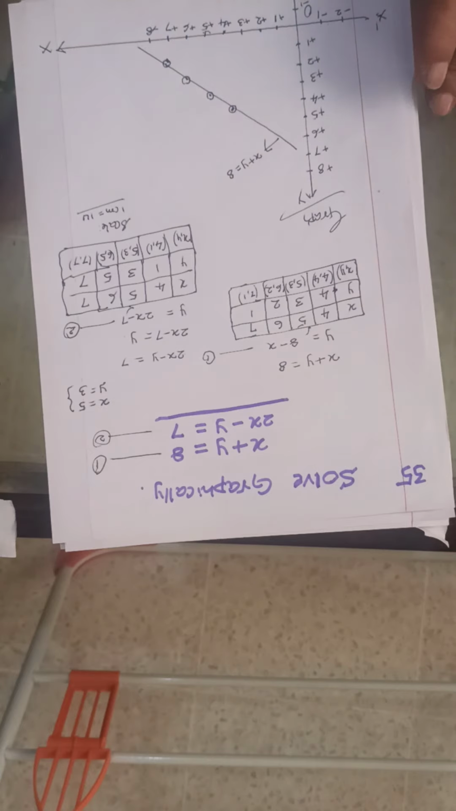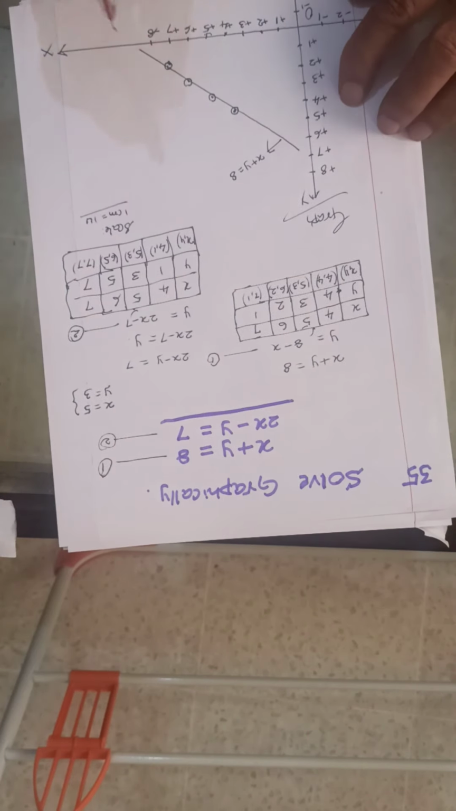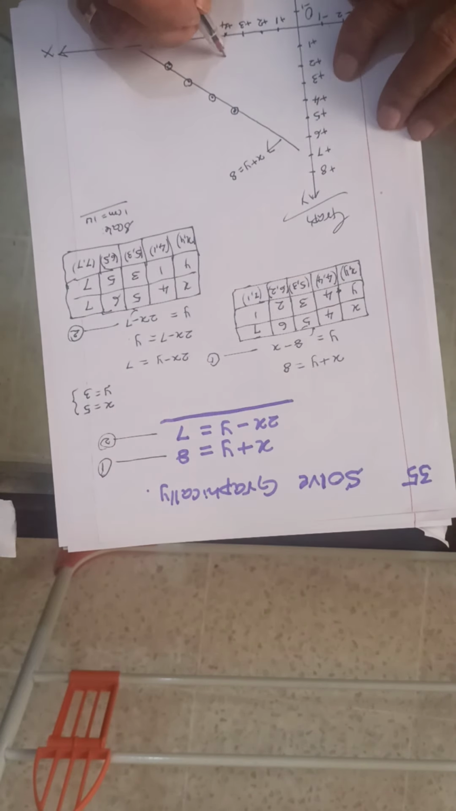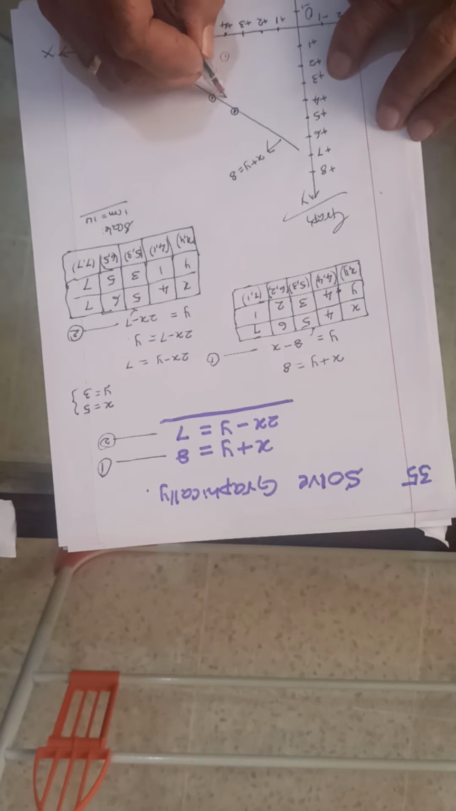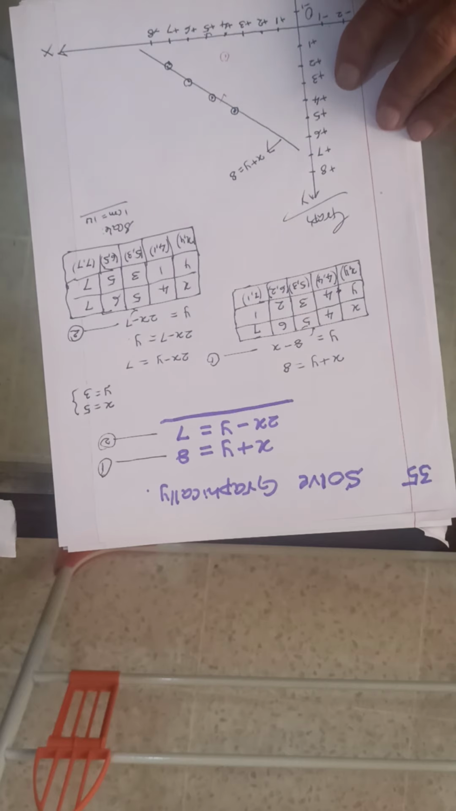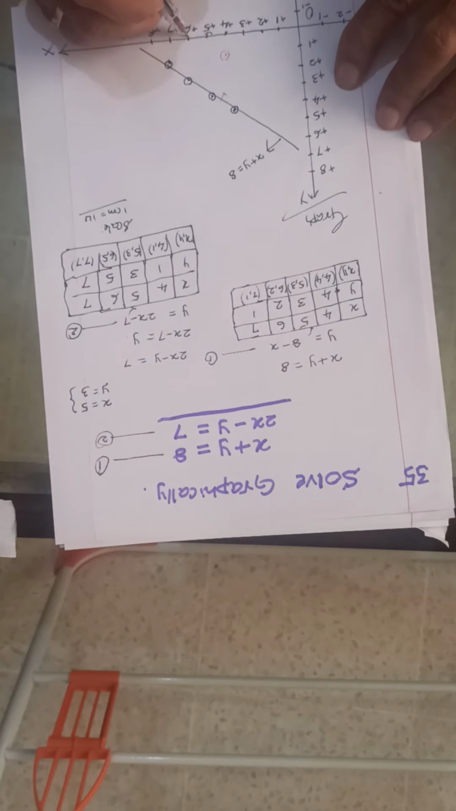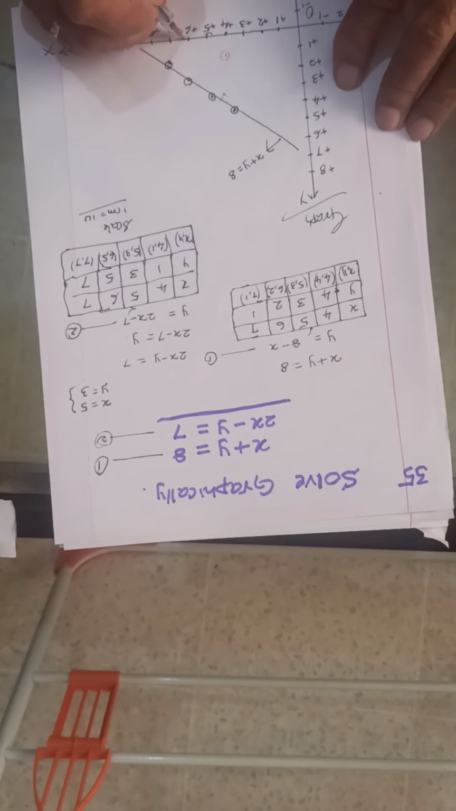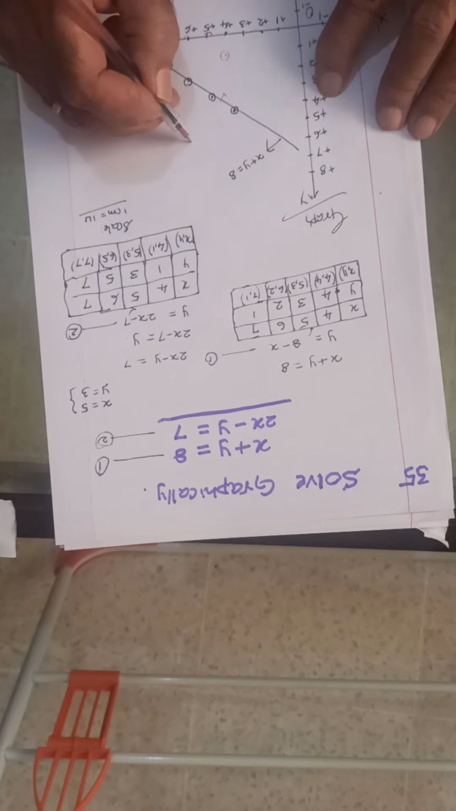Now mark another point, namely 4, 1. Here is the 4, 1. Then 5, 3, which is the common point. Then 6, 5. Yes, here is 6, 5, and here is 5.